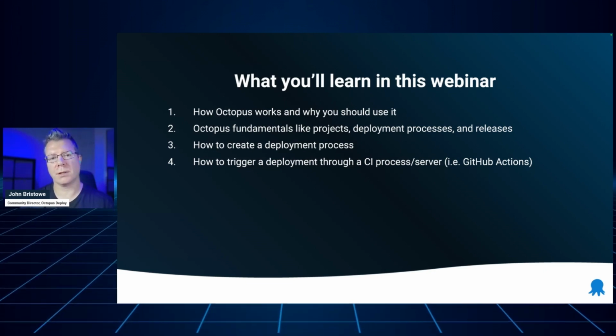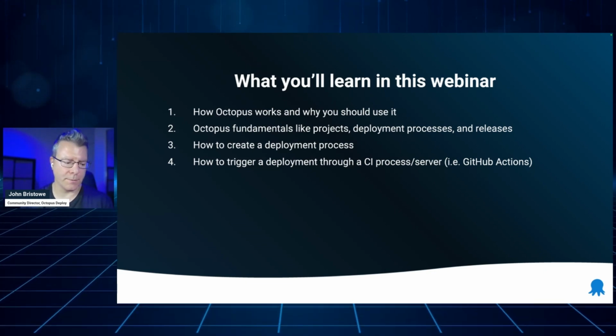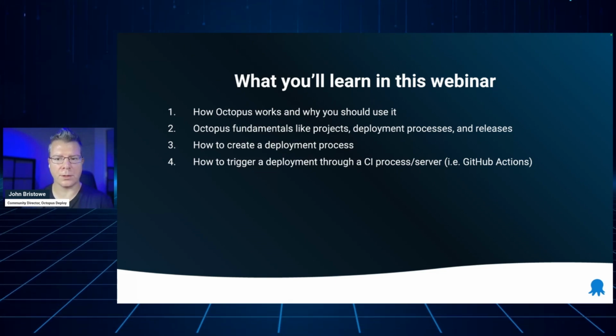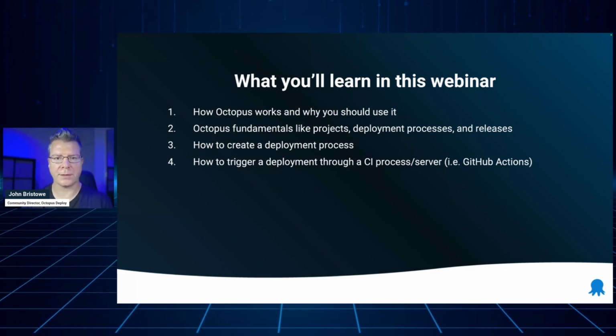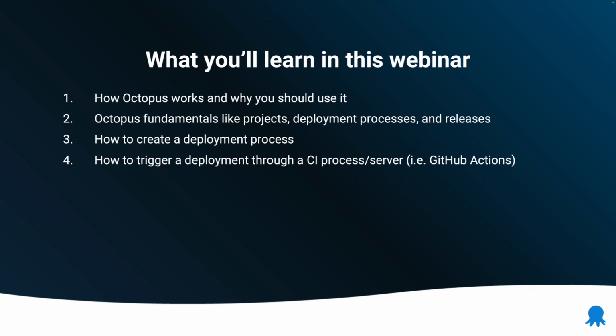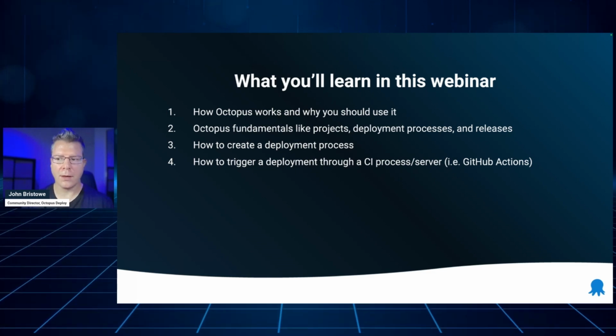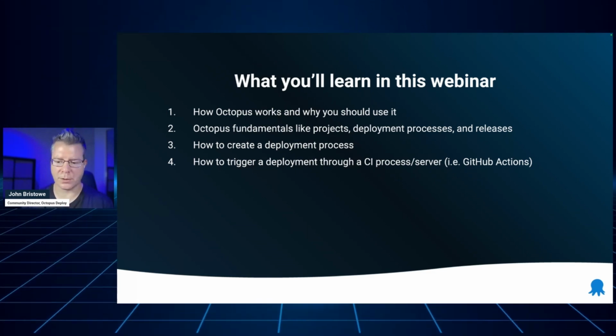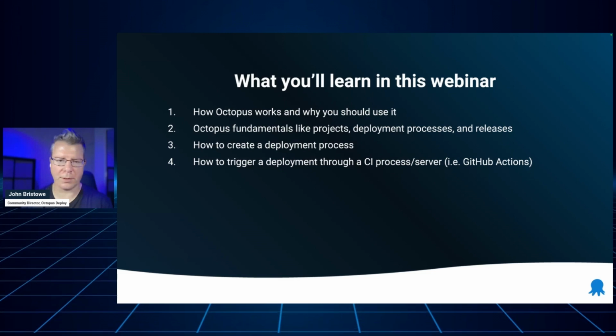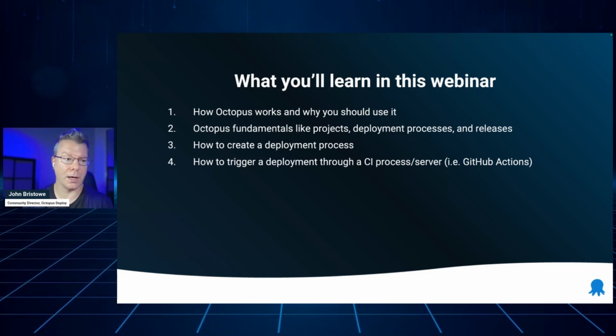We're then going to shift gears and talk a little bit about the deployment process. We'll see how the rubber hits the road in terms of how you define the deployment process and why those definitions are important for applying them to an application environment. And finally, we'll wrap things up by talking about how to trigger a deployment through a CI process, namely something that does a build, like GitHub Actions, for example. So that's what we're going to cover in today's webinar. If you have any questions along the way, we're happy to answer them live.